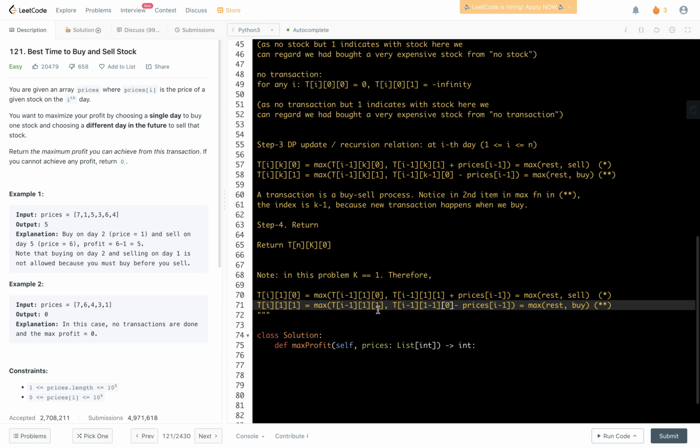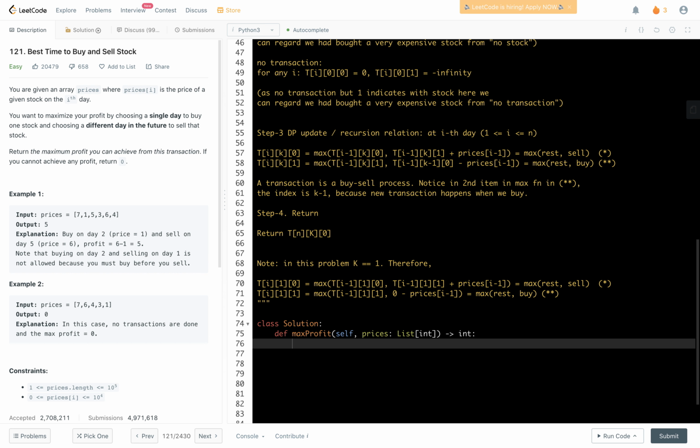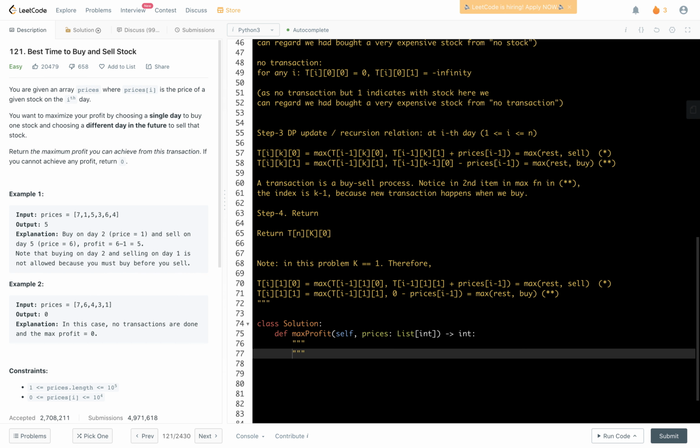So in this case, actually here 0 corresponds to TI-1 and 1-1, and because we buy, so here is 0. But this corresponds to no transaction. Its state is no stock, so this should be actually 0, right? Then this is nothing but the negative of the price at index I-1. So with that said, we established the connection of the current problem with problem 188. So this problem is a special case corresponding to k equals 1.